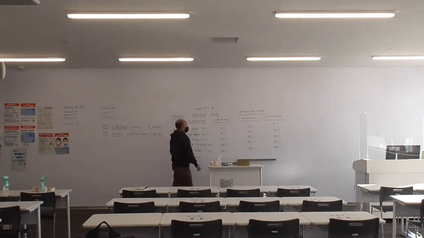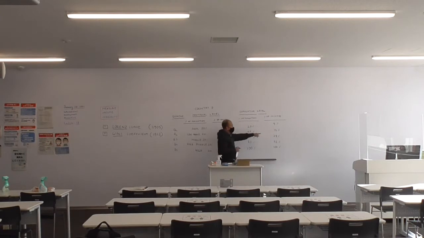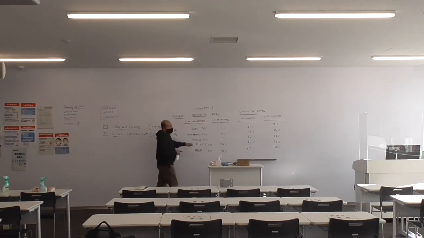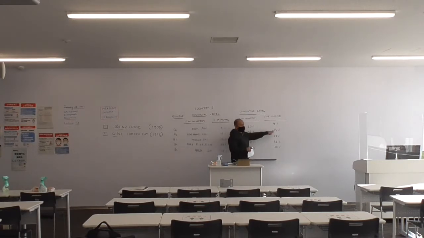If we make the cumulative, then we find 20% of people have 4% of income, but then we sum up: 40% of people have a total of 14%. How does this 14 come? From here, 10 plus 4. So here is the 14. And then for 60% of people, how much income do they have? This 14% plus this 10%, so you get 28%. That's how we first calculate the cumulative level.